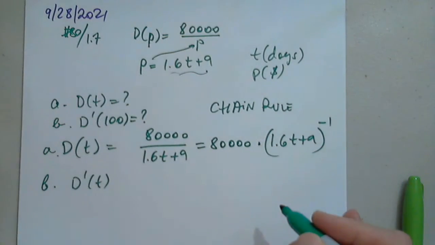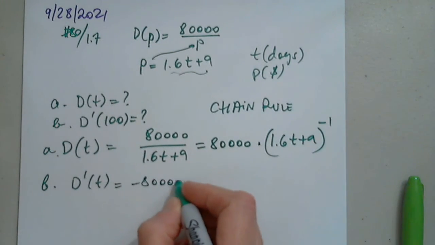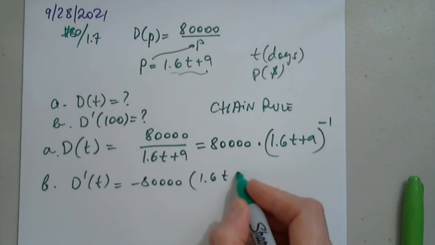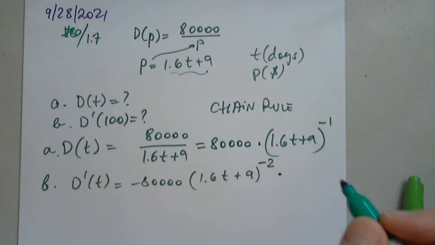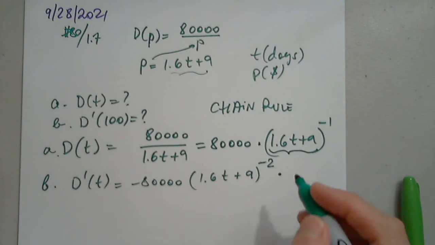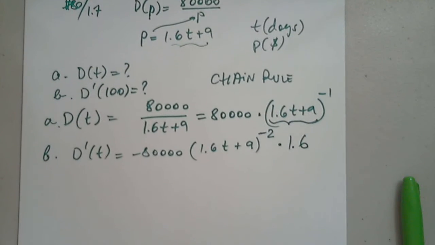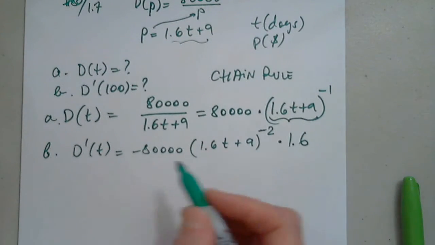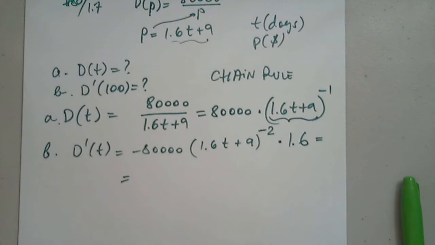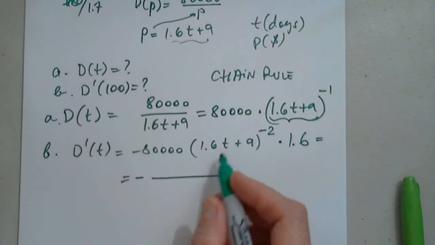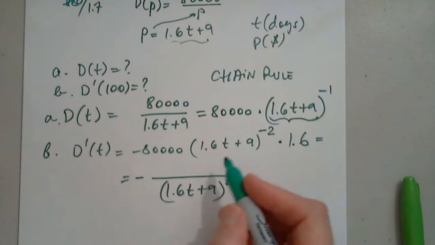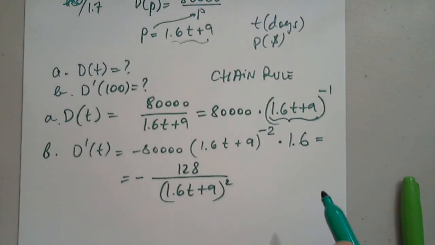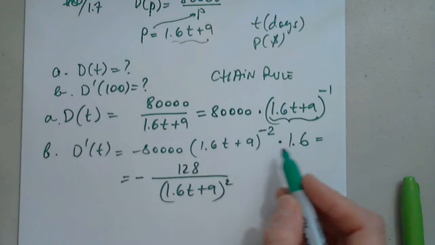So I bring down the negative power. So I get negative 80,000 multiplied by 1.6t plus 9, and I have to subtract 1 from the power. And then I have to multiply by the inner function prime, which is 1.6. So now when I plug in, you can leave it as is or just multiply. So this is minus in front, and this goes to the denominator. And let's see what I get. 8 and 4 and 1, 2, and 3 zeros, because 1 will go away.